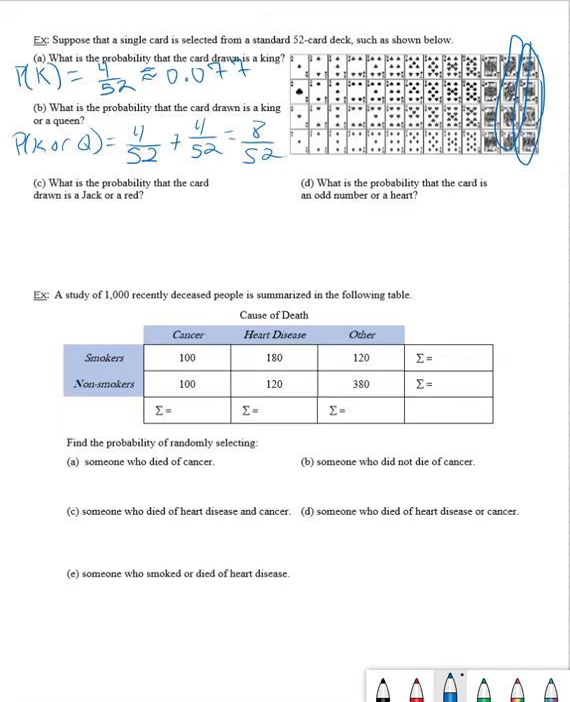Now 8 out of 52, you can put that into your calculator, and we should get something along the lines of an estimation of 0.154 as our answer.